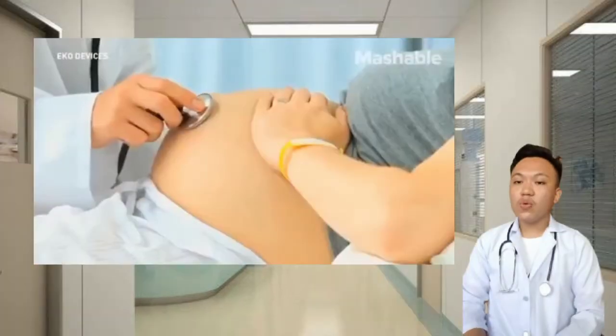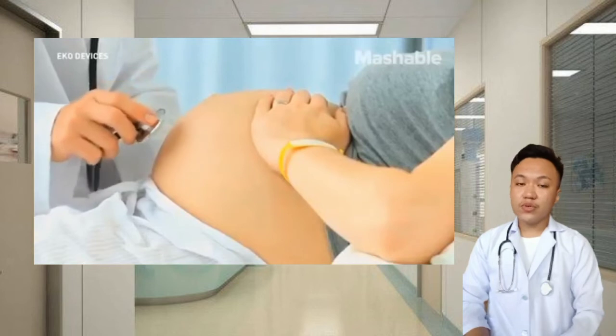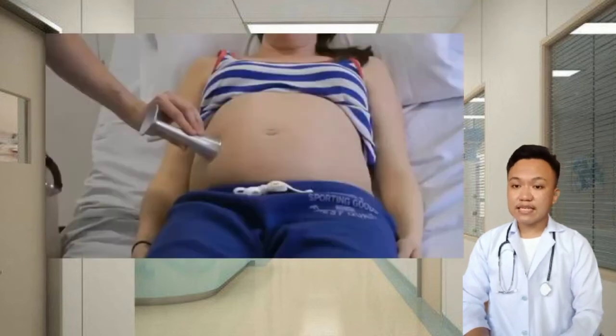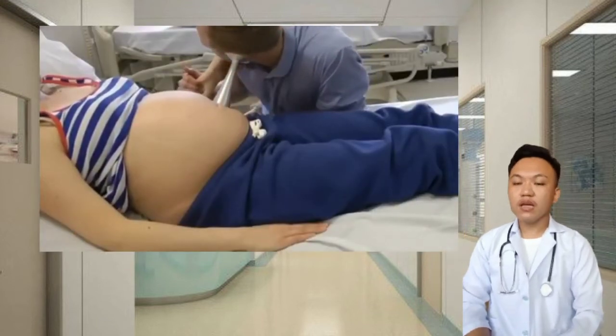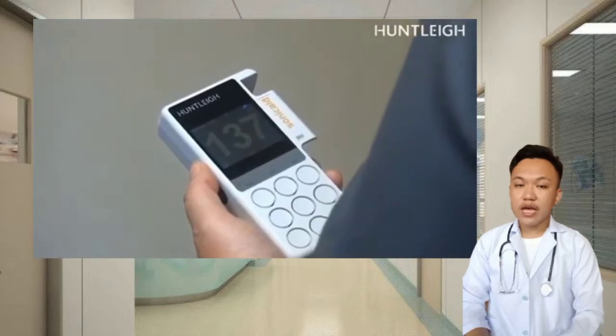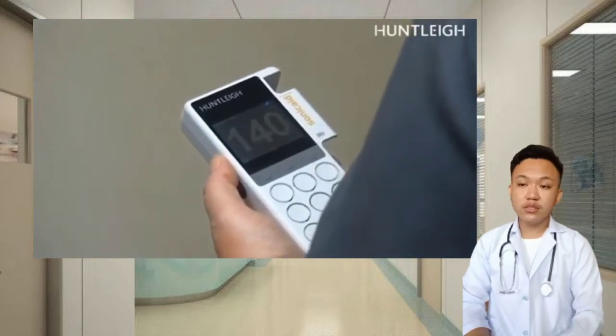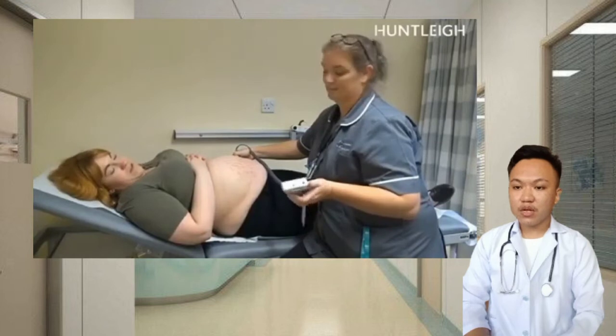So, what are the devices they use in external monitoring? First is the stethoscope. A stethoscope is used to listen to the fetal heartbeat. Next is the fetoscope, a type of stethoscope. It is the most basic type of external monitor used to listen to the fetal heartbeat. Next is the electronic fetal Doppler. It is a handheld ultrasound transducer used to detect the fetal heartbeat for prenatal care.